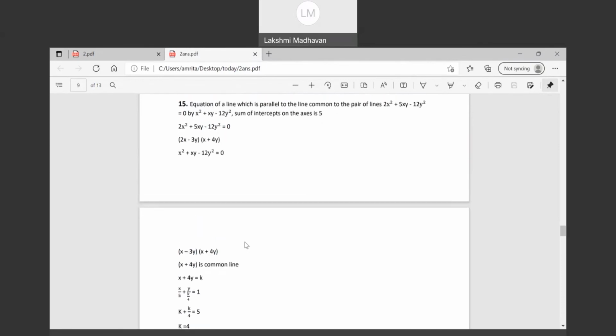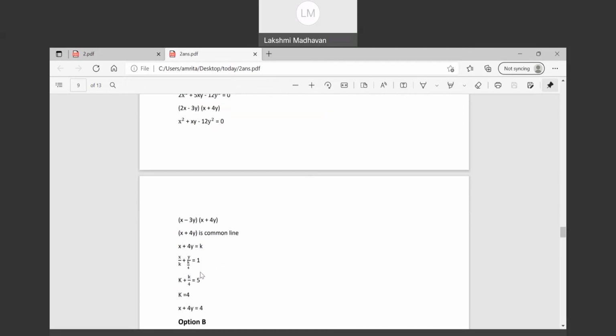So I'm just going to write this as x plus 4y equal to k. And in this question, the sum of the intercepts on the axes is given as 5, right? So I'm going to write this in terms of k. I'm just going to rearrange this equation. So it will be x by k plus y by k by 4 is equal to 1. And I know that k plus k by 4 is given in the question as 5. So once k plus k by 4 is 5, the value of k becomes 4.